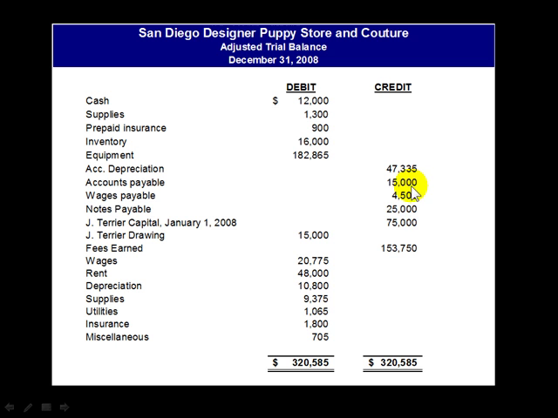Accounts payable is first among the liabilities. Notice our liabilities have credit balances. Our capital has a credit balance. Here's our drawing, which is a reduction of equity. Here's our revenue. And then here are all of our expenses, and notice our debits equal our credits. So this is our trial balance, and you do this after you do all of your journal entries and post them to the ledger.